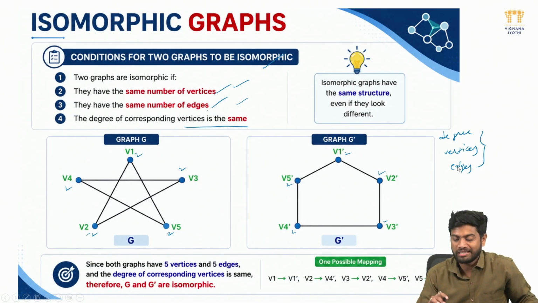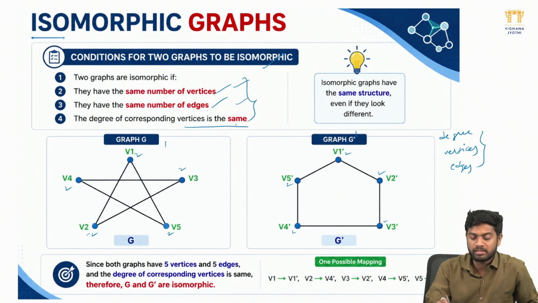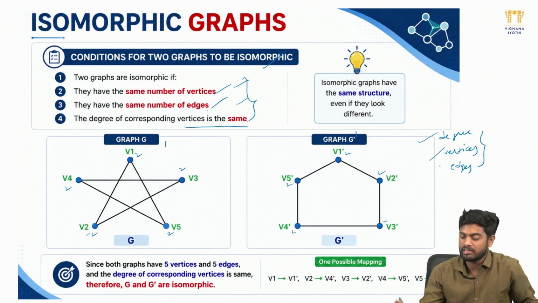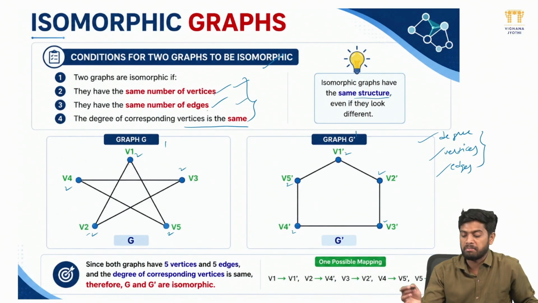There is no fixed shape by which we can define an isomorphic graph. The shape may vary. So graph G and graph G1, both are isomorphic graphs just because of following these three rules. Degree, vertices, edges of a particular graph should be the same. Structure may not be the same.